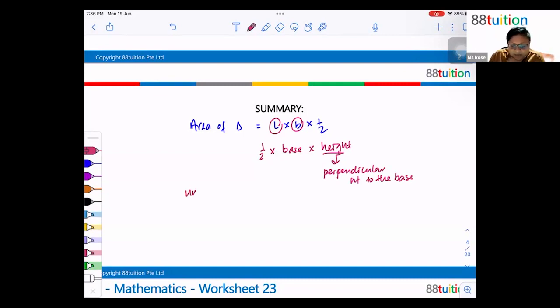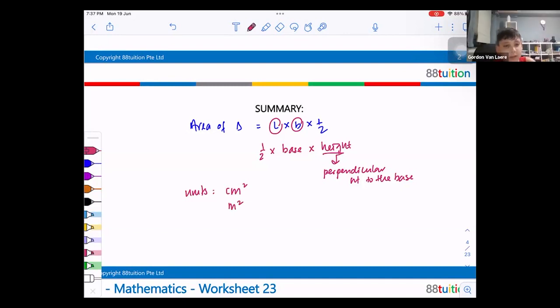Now, what are the units? What are the units? Example of units, Gordon? What are the units of the area of a triangle? Centimeter square. Okay. Now, any others? Raksha? Meter square. Very good. Meter squared. Okay, so it can either be centimeter squared or meters squared. Or millimeter squared. But usually we do only cm squared or meter squared.